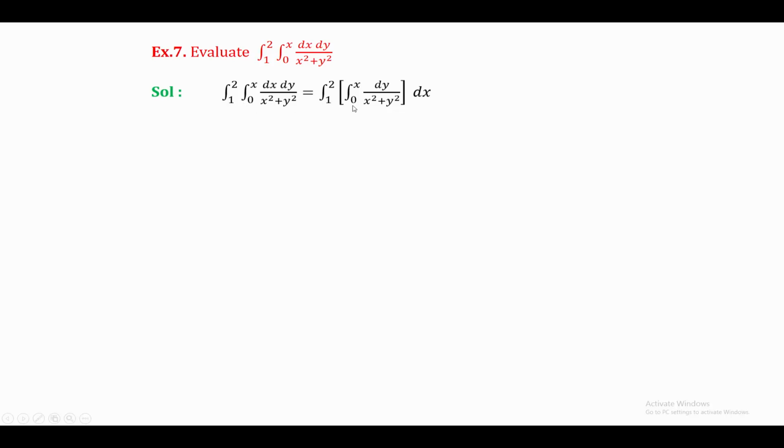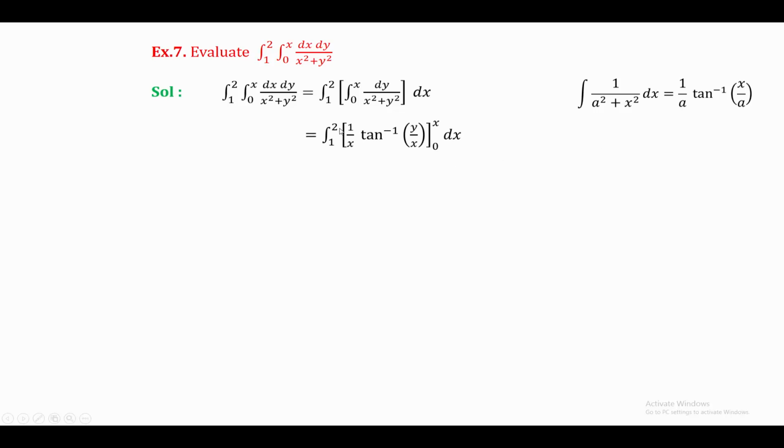Now here this integration y varies from 0 to x dy upon x square plus y square dx. Now evaluate this integration first. Now this integration is in the form 1 upon a square plus x square dx. Use this formula for this integration, and we know this formula is 1 upon a tan inverse x upon a. Here a is x and x is y. So this is 1 upon x. Integration of this term is 1 upon x tan inverse y upon x.